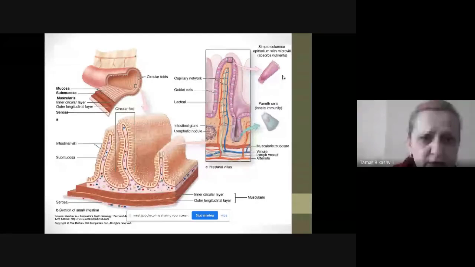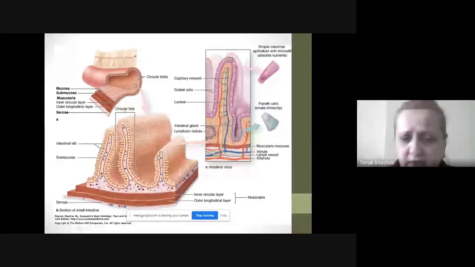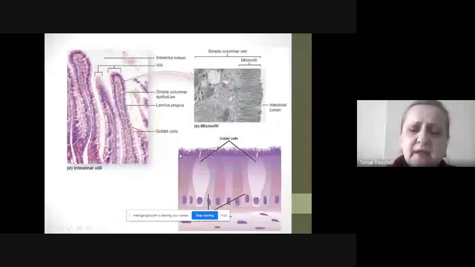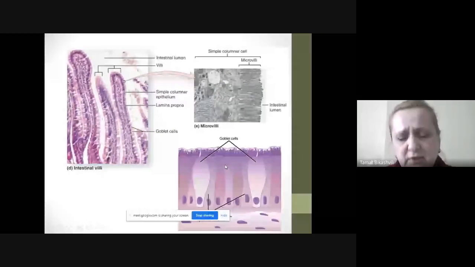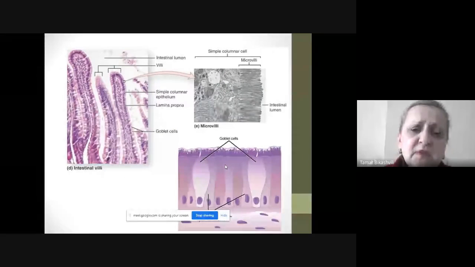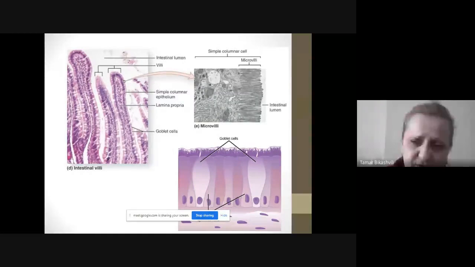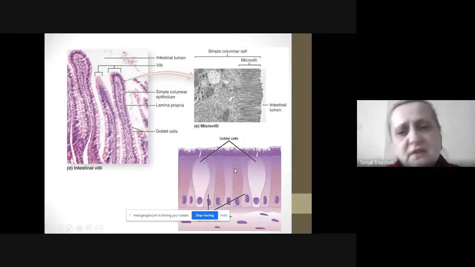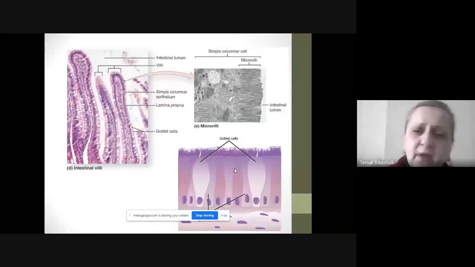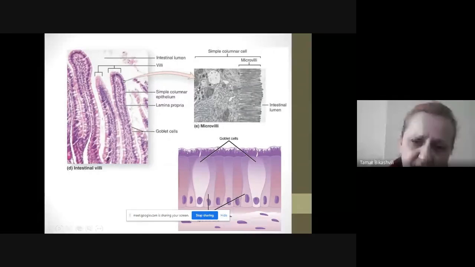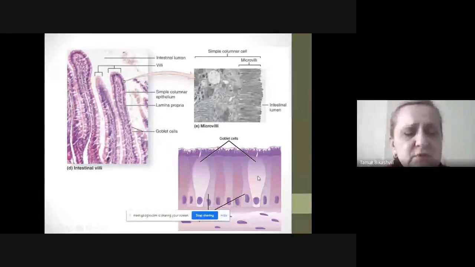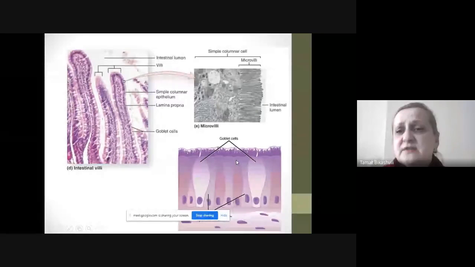Starting to talk about the epithelial lining: simple columnar epithelium with two types of cells, absorptive cells, enterocytes with microvilli, and the goblet cells, mucous secreting cells. So two different types of cells, the goblet cells and the enterocytes, the absorptive cells.